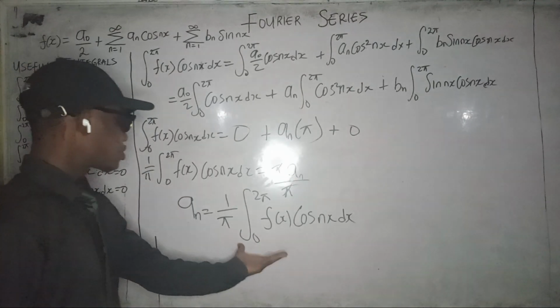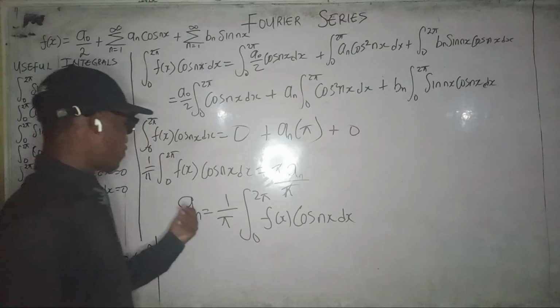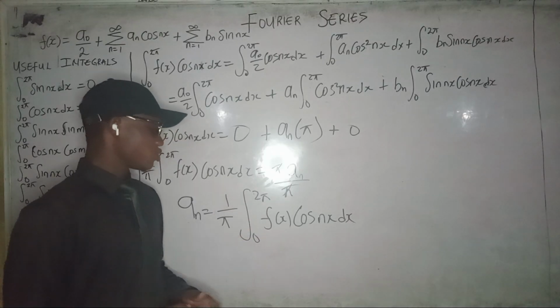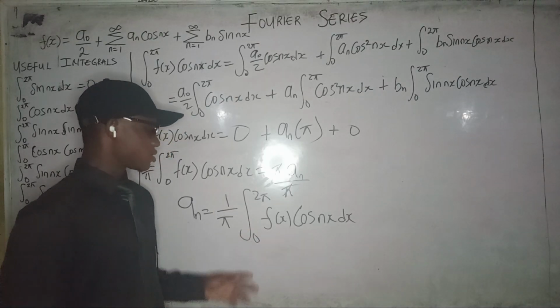So this is how our formula for getting the coefficient a_n is equal to 1 over pi times the integration of f of x cos nx dx from 0 to 2 pi.